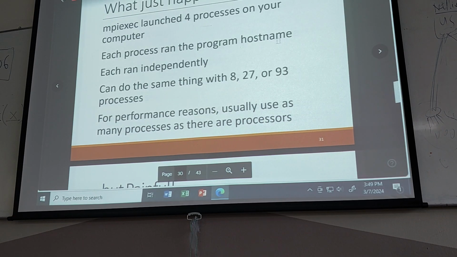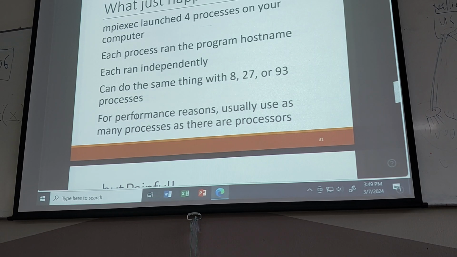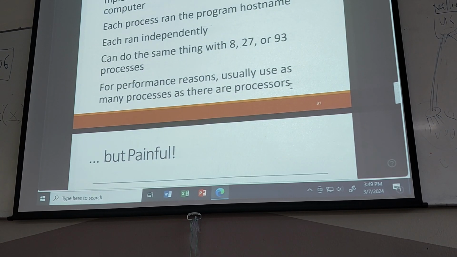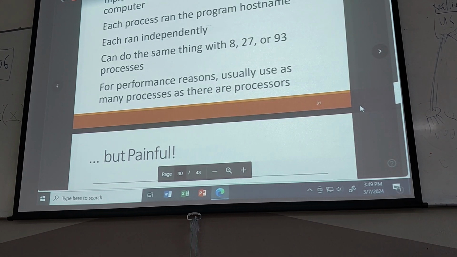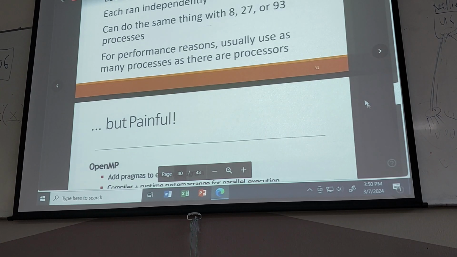So each process runs the program hostname, and each runs independently. Okay, they can do the same thing, and the performance usually depends on how many processors or cores that you have in a system. And of course, your MPI will choose the best. You use as many cores and processors as possible to make the processing faster.